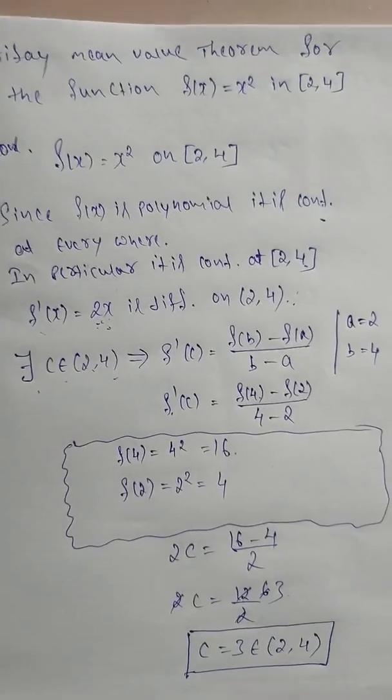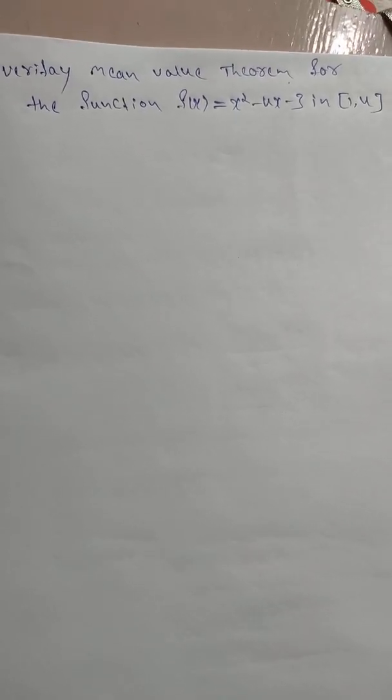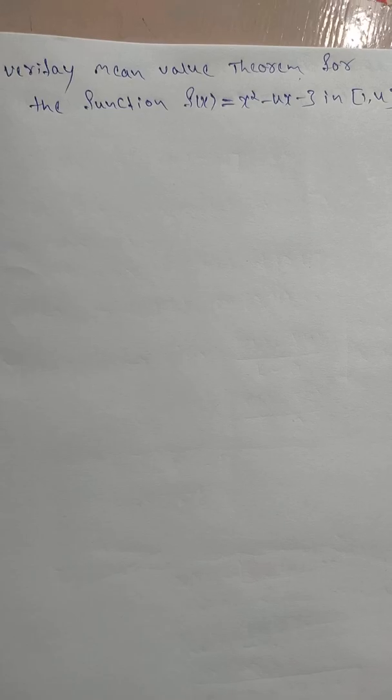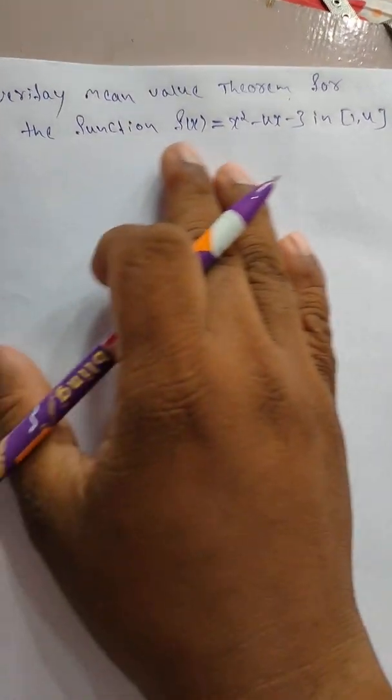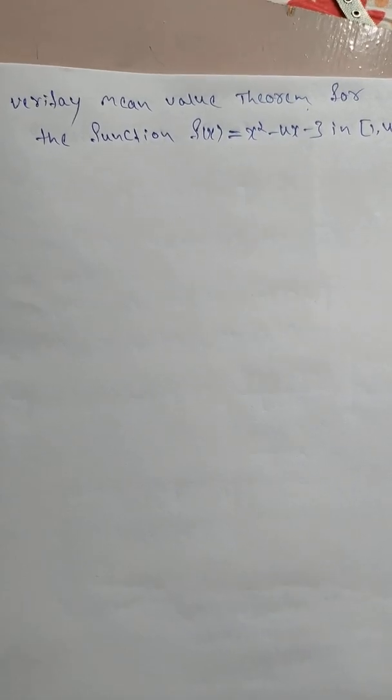Now next. Now we'll go for the second question. This is also a very important question. This question is also asked in the exam. Verify the mean value theorem for the function f(x) = x² - 4x in the closed interval [1, 4].